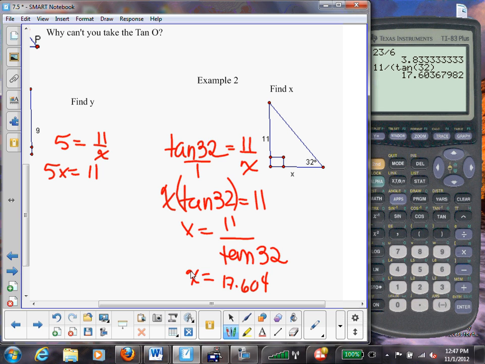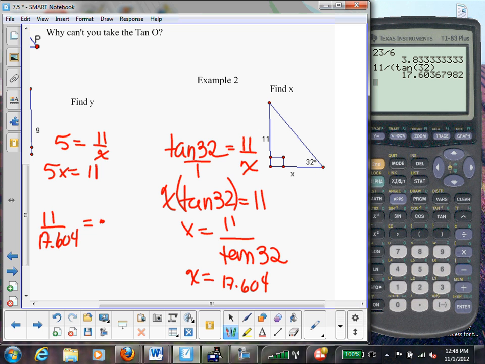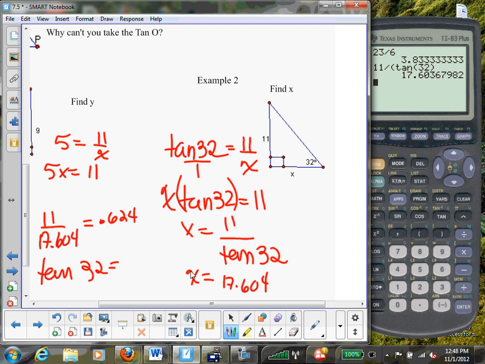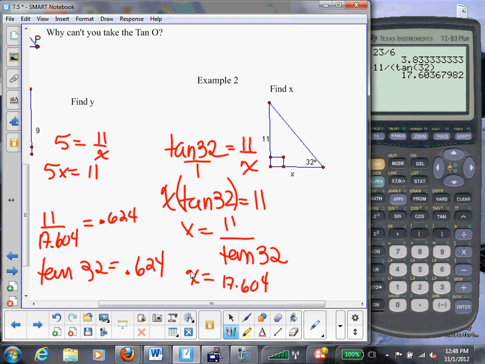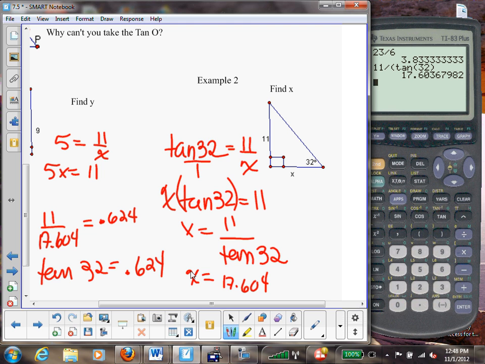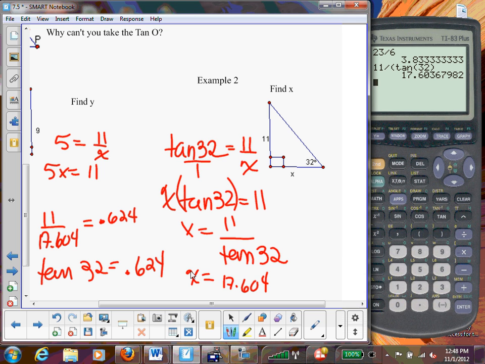Now, I want to show you something. What is 11 over 17.604? What is that? And what is the tangent of 32? See, we're just setting a proportion. If I take the tangent of my angle and set it equal to the proportion of those opposite over adjacent, those are two equivalent values. Okay? The calculator is going to figure out what the tangent of 32 degrees is. It's just a number. And so because we know that that proportion exists, we can solve for 11 over that value to figure out what makes those proportions equal to each other.